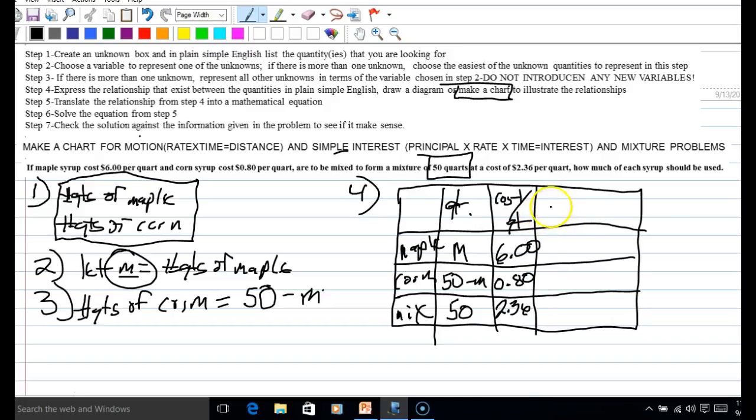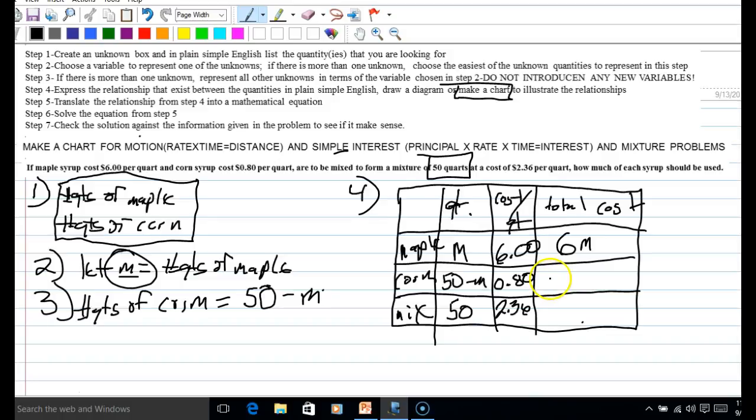So now I need to look at the total cost of each component as well as the total cost of the mixture. So the cost in terms of maple syrup would be the number of quarts of maple syrup that I use, which I don't know, and that's what I'm trying to find, times the cost per quart, which in this case would be $6 times M, or simply 6M.